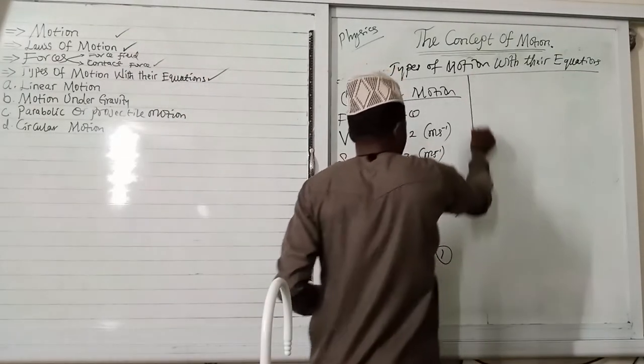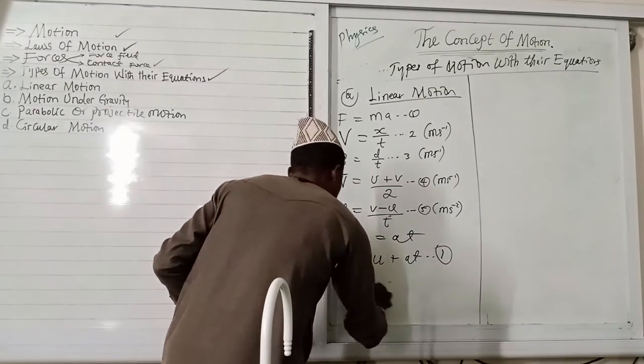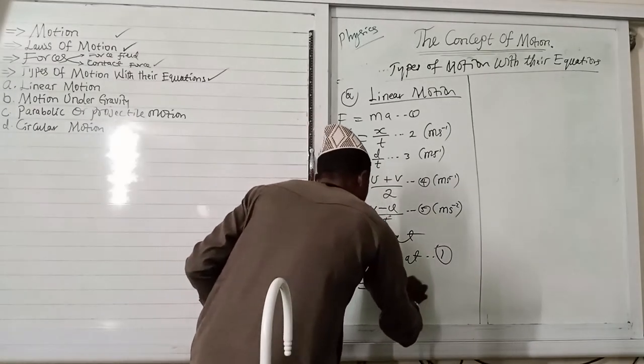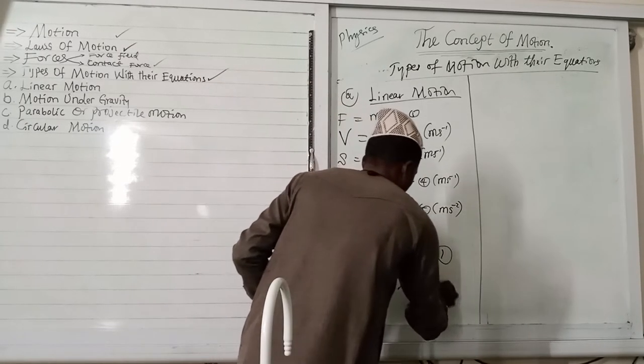The body may also move through a distance, S, which is equal to what? The average velocity times what? The time taken. We can call this equation star.